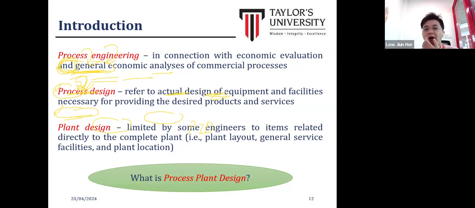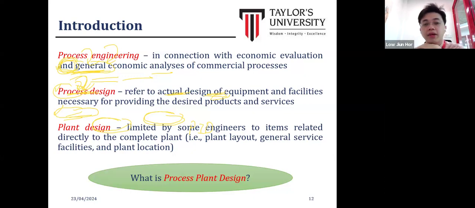Okay? So for plant design, it means that you need to include how to select the suitable location for the chemical plant, how to come up with a very good layout for your chemical plant, and also P&ID and so on. This is what we call plant design.